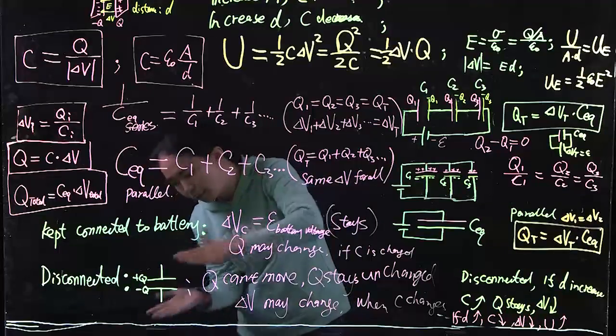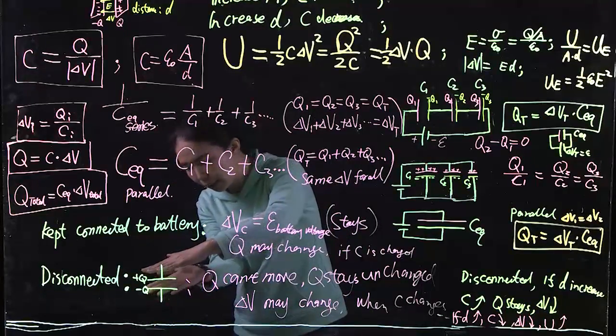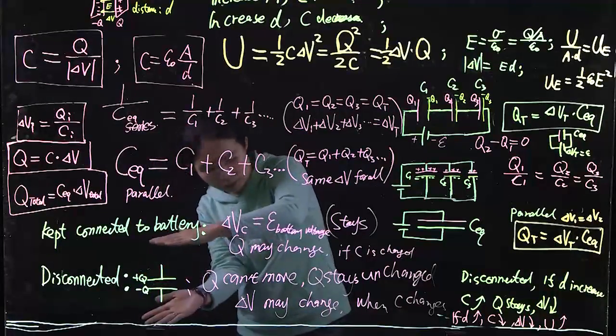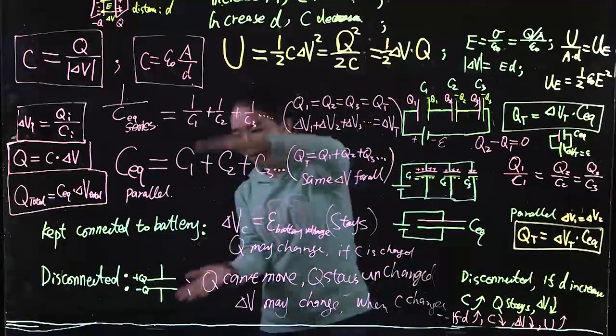It's disconnected from other things. We cannot add any more charge. The charge stays, not going anywhere. However, the separation D becomes bigger. C reduces and the energy increases.